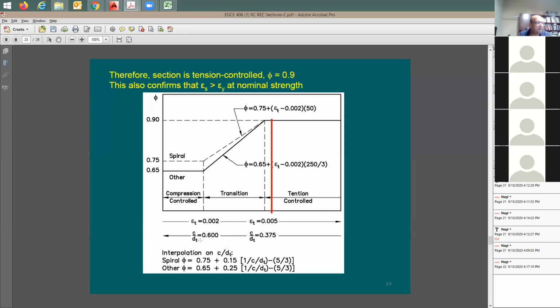Here is the reason. When the strain in the steel is equal to 0.002, C over D is equal to 0.6. If your C over D ratio that you just calculated is going to be less than 0.6, it means your assumption is correct, because the 0.6 happens at 0.002. And this is going to be the directional increase of the strain. So we should be fine.